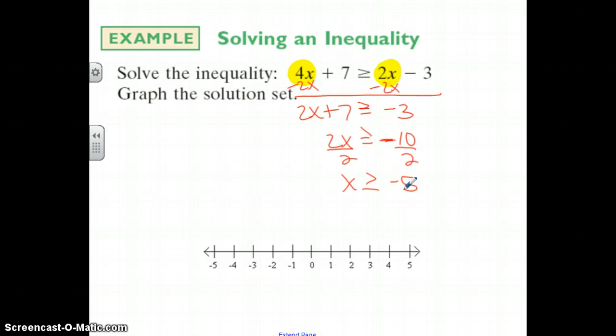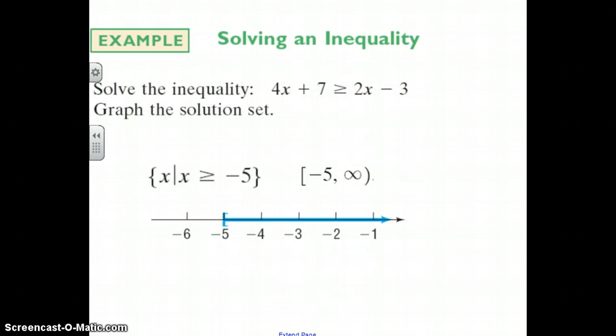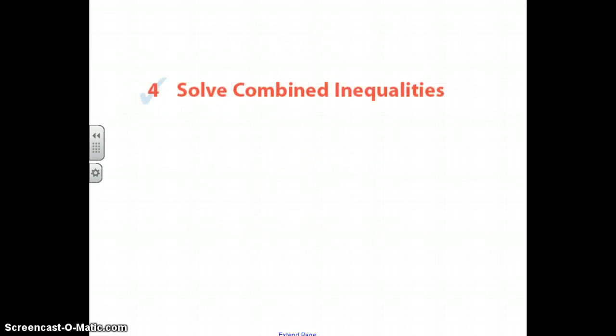This time I put a closed dot, but instead of closing the dot, I'm going to try to do the bracket notation. And again, I want everything that's greater than, so I would write negative 5, everything up to infinity. I can't include infinity, and I put a bracket on the negative 5. And the author agrees. It's a good solution.